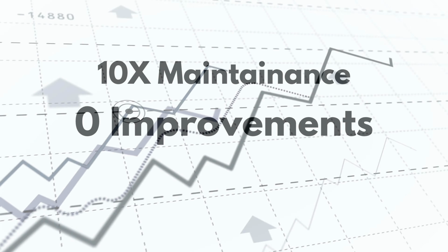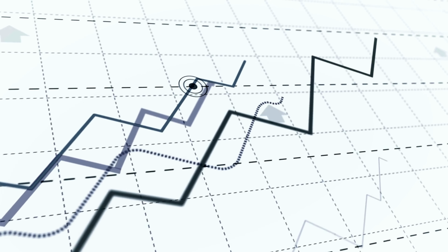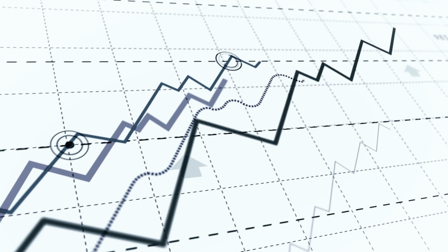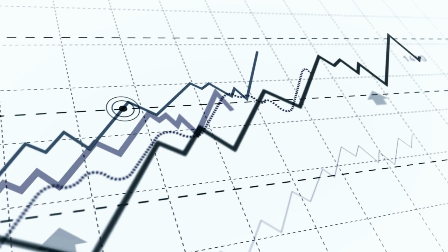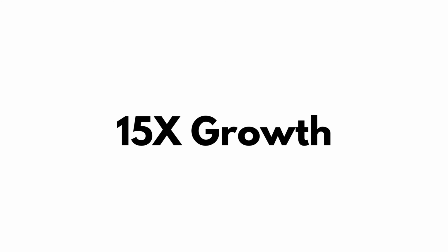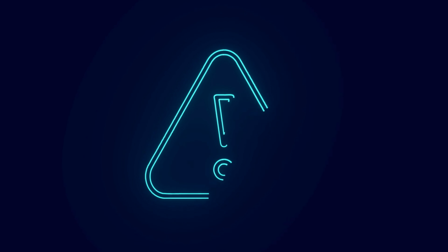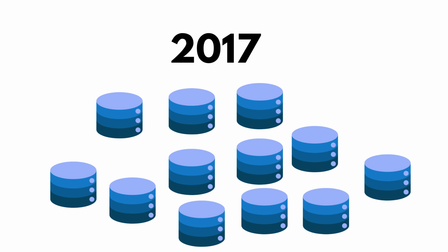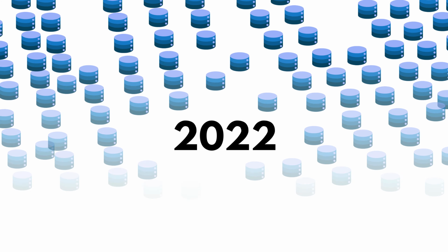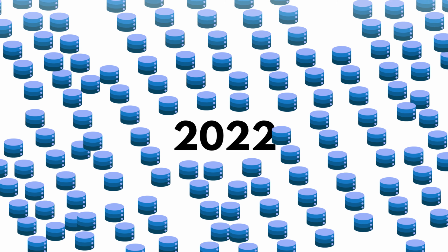In 2017, 10 million users were using Discord. By the end of 2024, there were around 150 million Discord users. That's a 15x growth, and their Cassandra cluster couldn't handle the load. In 2017, around 12 Cassandra nodes were used for storing billions of messages. By the beginning of 2022, Discord had around 177 nodes with trillions of messages.